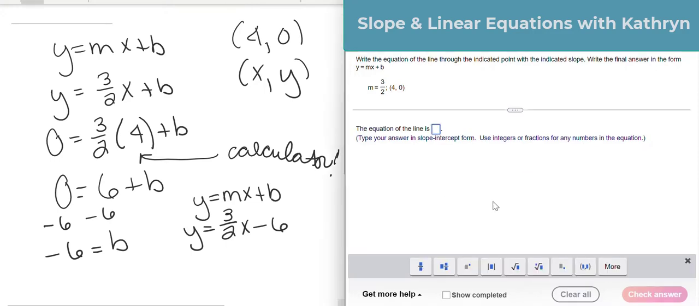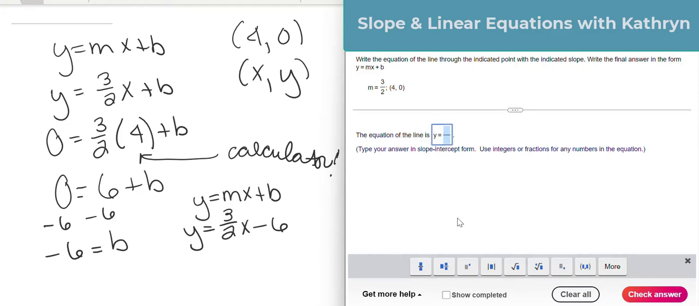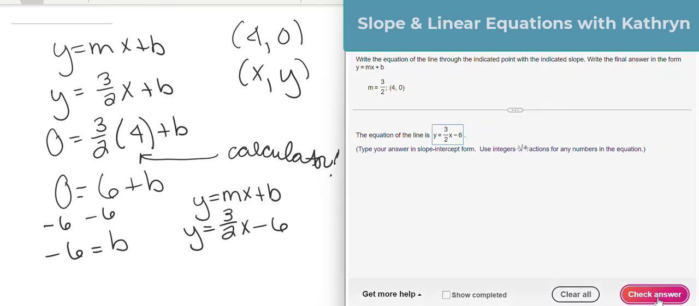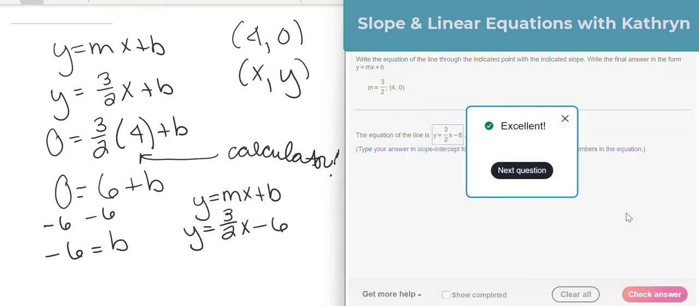Click in the box here, and we're going to type in y equals, now I'm going to use a fraction, so I have to go down here to my fraction key, 3 down arrow halves, over arrow, x minus 6. Now let's see how we did. Yay, we're awesome.